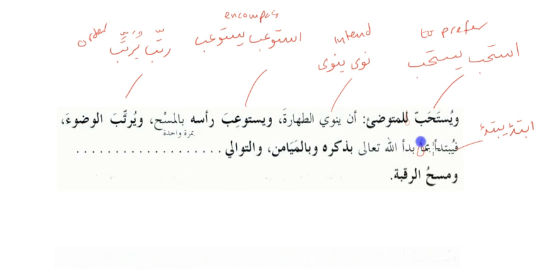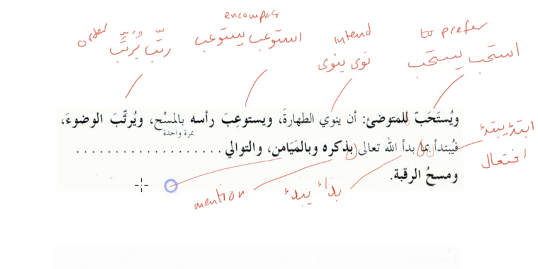Bima, ma is mawsula and bi is harf al-jar. Bada'a yabda'u, now this time this is from bada'a yabda'u, and the last one was from ibtada'a yabtadi'u, bab ifti'al. To start off, bada'a means start off as well. Allah Ta'ala bi dhikrihi, bi is harf al-jar, dhikrihi with his mentioning, mention. He, it, goes back to ma.